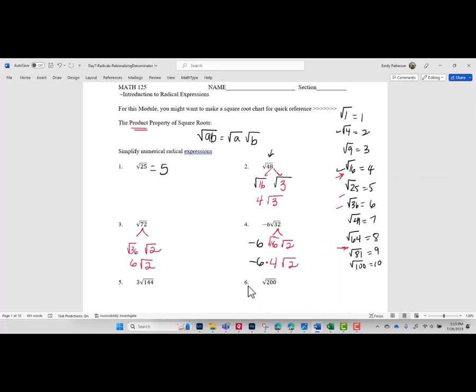So at the very end, to simplify, we take the negative 6 and the 4, which we already took the square root of, and multiply those together. Negative 6 times 4 is negative 24, and the radical 2 stays underneath. So pause the video for a second and see if you can get the other answers.